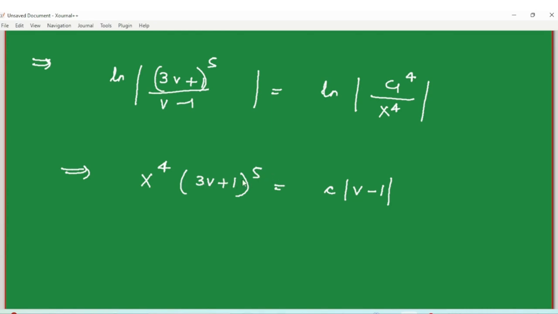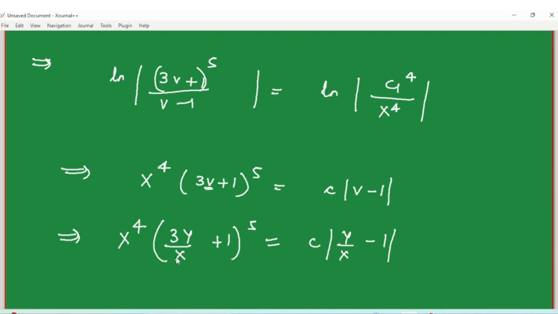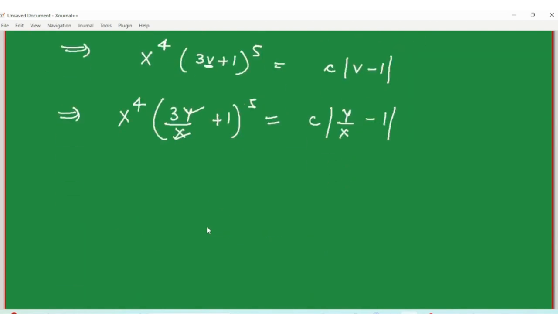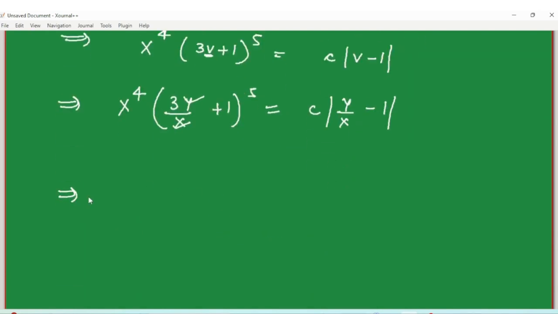Now in the end this is what the answer looks like, but remember v stood for y by x, so this is the step that we should not forget, because v was something introduced by us and y and x also were introduced by us. The original variables were small x and small y.